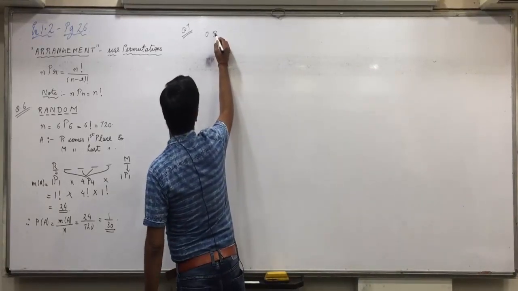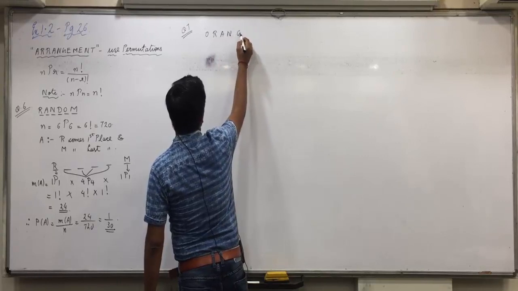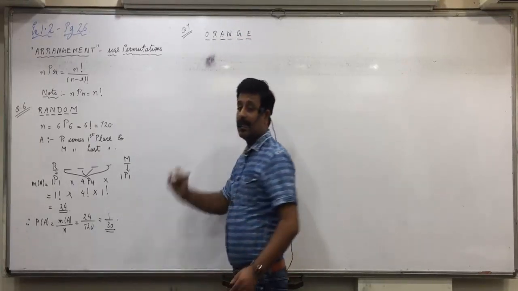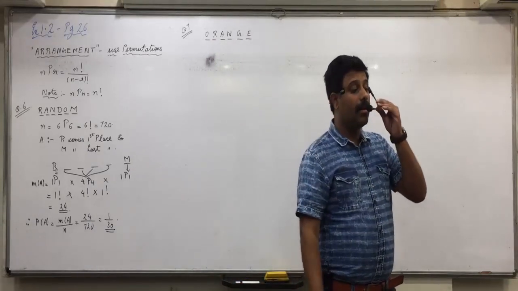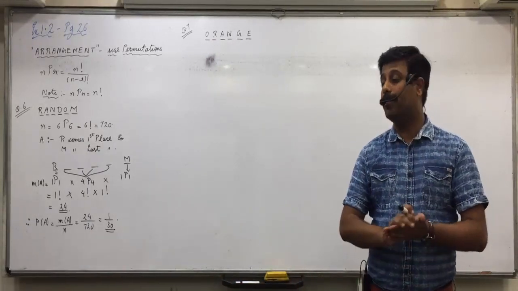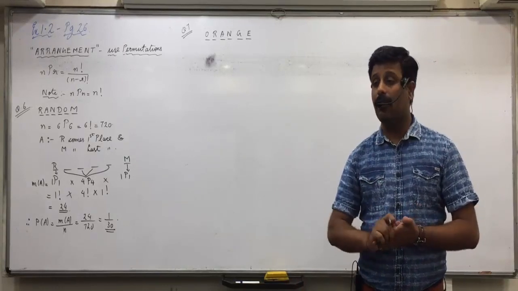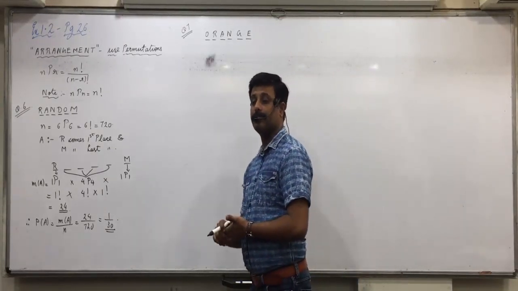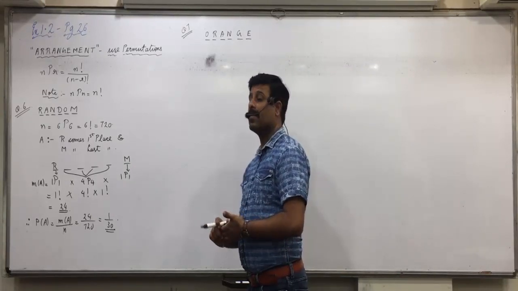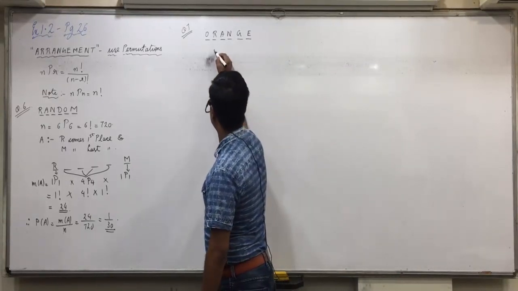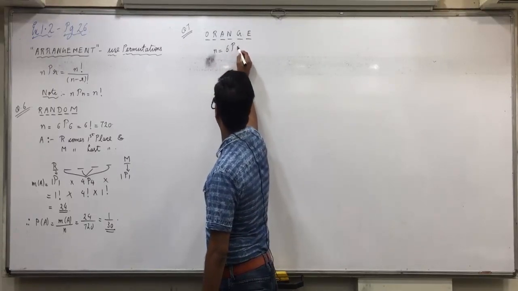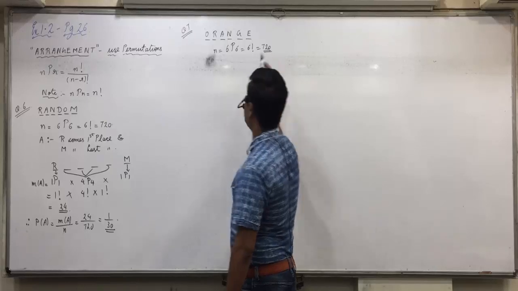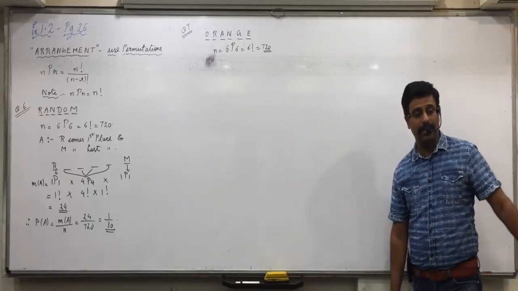So write down ORANGE. Again 1, 2, 3, 4, 5, 6. Are you all clear with it? So Akanksha, what will be n? Yes, 6 letters in 6 places. So 6P6, 6 factorial, again 720 outcomes are there in the sample space.